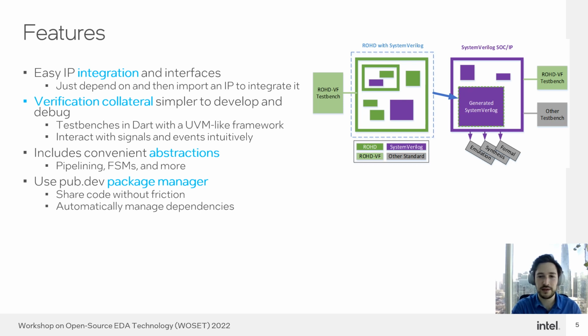Dart includes an excellent package manager called pub. There's a public instance of it hosted at pub.dev, where ROHD itself is hosted. It is also possible to host your own instance for enterprise use cases with non-public dependencies. The pub package manager enables automatic dependency management and makes it easy to share code without friction, whether it's software, test bench components, hardware, automation, or anything else.